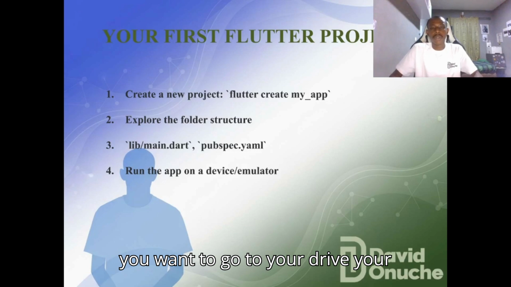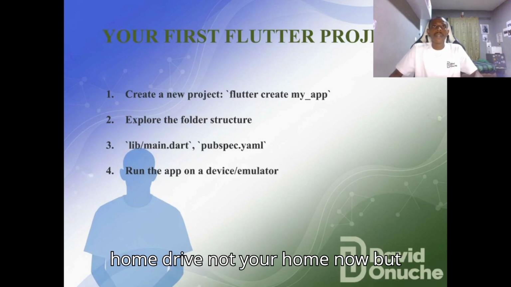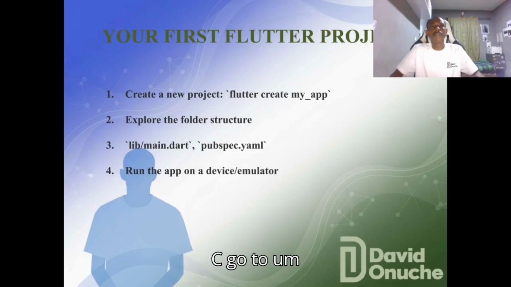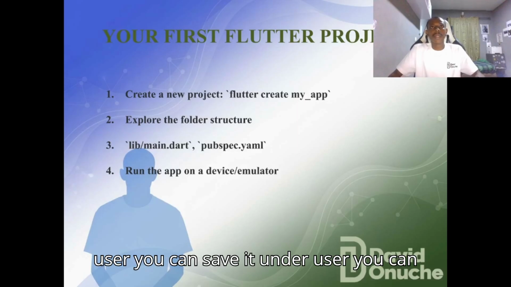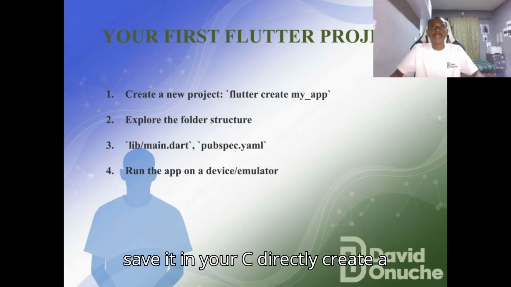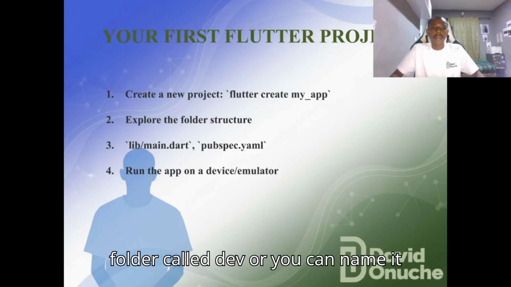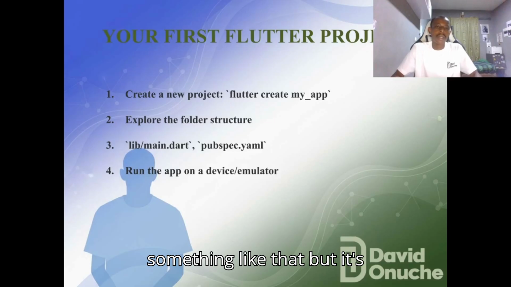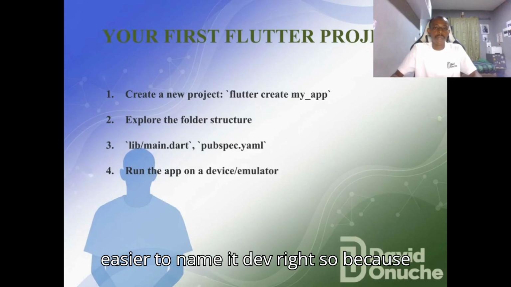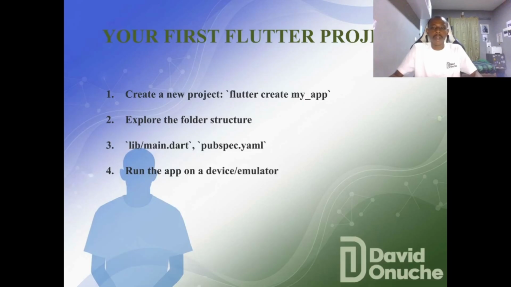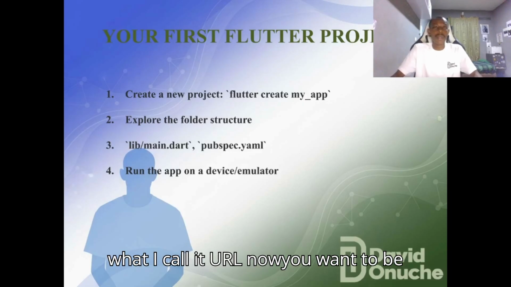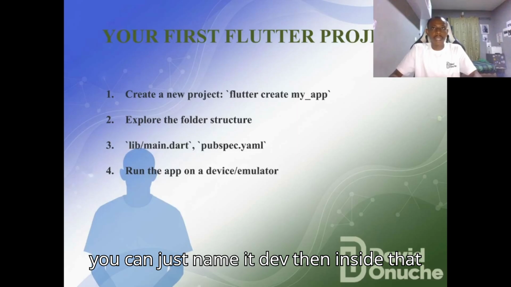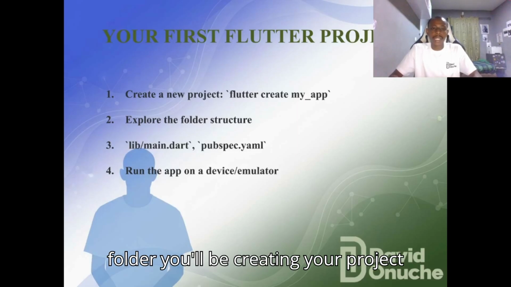So you want to go to your C drive, go to user. You can save it under user, or you can save it in your C drive directly. Create a folder called dev, or you can name it anything else, probably my project, something like that. But it's easier to name it dev, right? Because you would be using the path from time to time in your project, right? So you can just name it dev. Then inside that folder, you'll be creating your project.